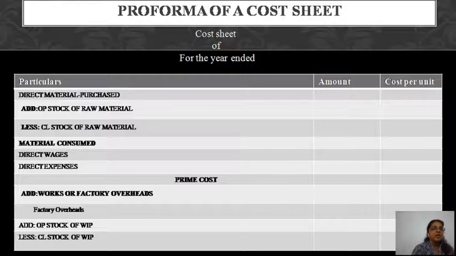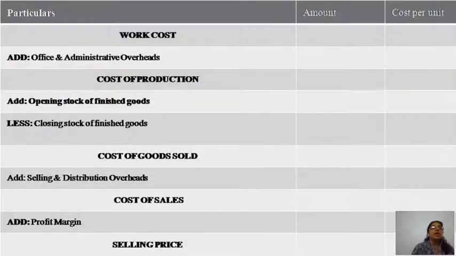How do I calculate that? The first one is direct material. How do I calculate direct material or raw material consumed? Purchases plus opening stock less closing stock will result in materials consumed. To this we add the direct wages and direct expenses to find out the prime cost. To this we add the factory or the works overhead. To that we adjust the opening stock of WIP and closing stock of WIP, that is work in progress, and the resultant answer is works cost.